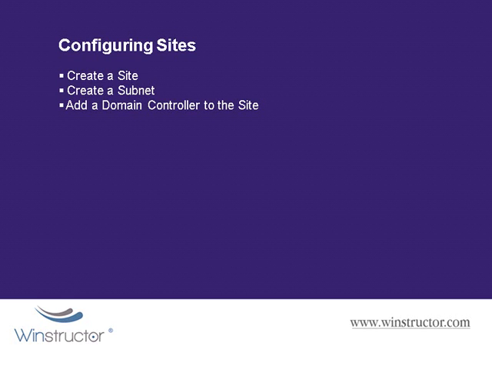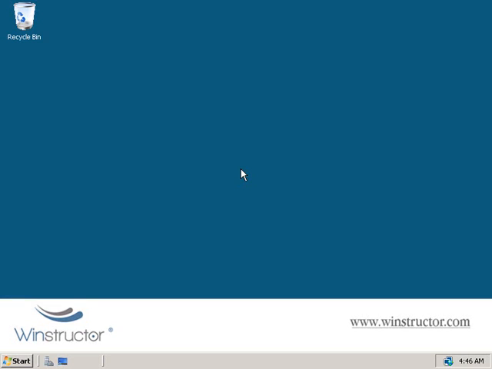Well, so far in this video, we've talked a bit about what sites are, so let's move on and configure a site. But to configure a site, we've got to do a couple of things. First, we'll need to create the site in Active Directory. We'll then need to create a subnet and associate it with the site, and then we'll need to add a domain controller to our site. And we can either create a new domain controller or move an existing one into our site.